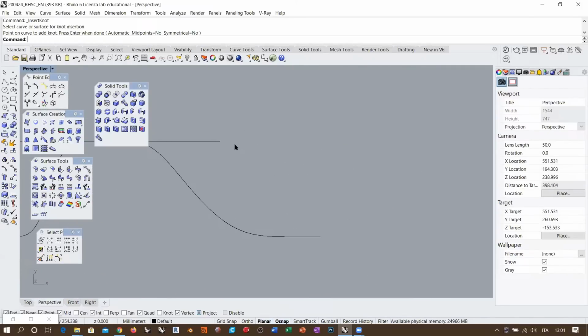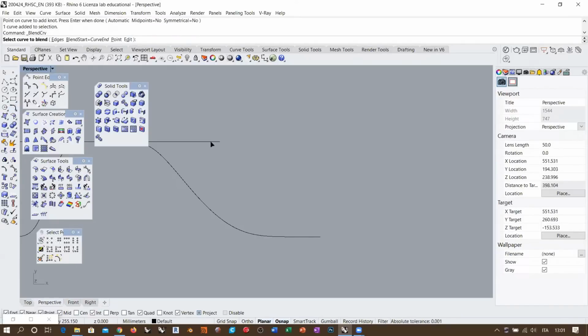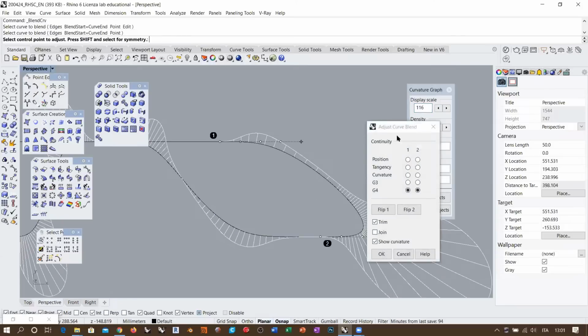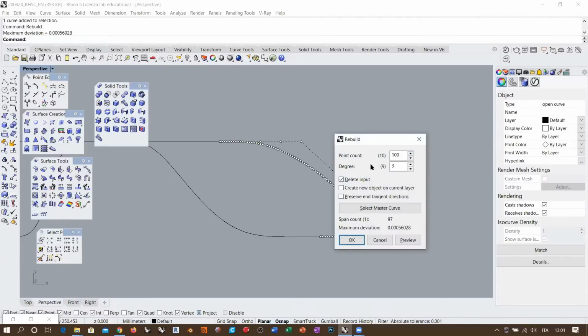If I try to blend this line with this one, and I do, for example, this adjustable curve blend between this and this, and I select G4 and G4 continuity, and take this curve and analyze this with a rebuild, you see that the actual degree is 9.